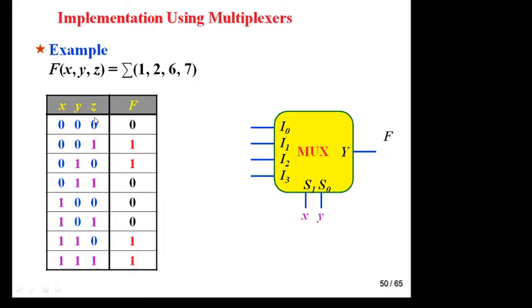Now for 0 0, the value of S1 S0 is 0 0, so I0 is selected. What will be the value of F? Just see here, for 0 0 the value of Z is 0 1. This is 0 1, so F equal to Z. When the value is 0 1, I1 is selected.